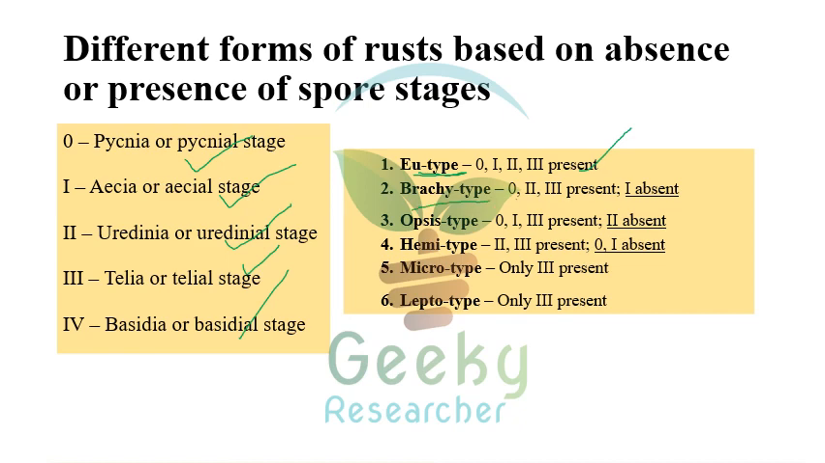Brachy type means 0, 2, 3 are present, but 1 is absent, where 1 means aecial. Opsis type means 0, 1, 3 are present, but 2 is absent, where 2 means uredial stage. Hemi type means 2 and 3 are present, 0 and 1 are absent, where 0 and 1 mean pycnium and aecium. Micro type means only 3 is present. Lepto type also has only 3 present. 3 means only the telial stage is present.